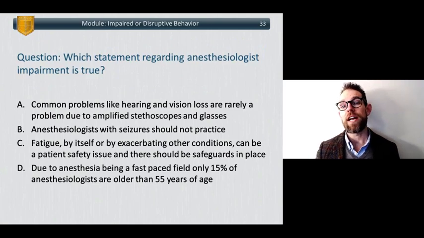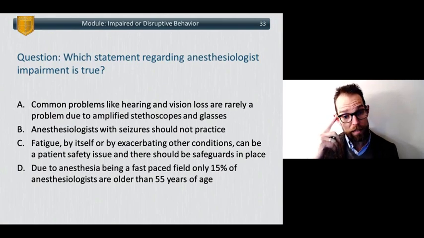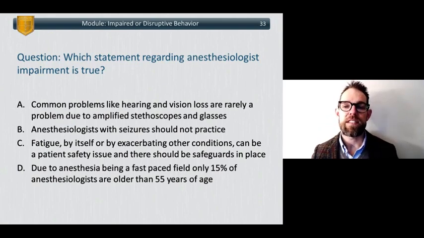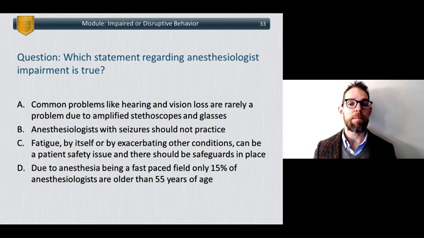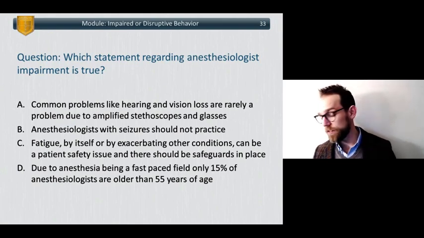Which statement regarding anesthesiologist impairment is true? A, common problems like hearing and vision loss are rarely a problem due to amplified stethoscopes or glasses. B, anesthesiologists with seizures should not practice. C, fatigue by itself or by exacerbating other conditions can be a patient safety issue, and there should be safeguards in place. Or D, due to anesthesia being a fast-paced field, only 15% of anesthesiologists are older than 55 years of age.